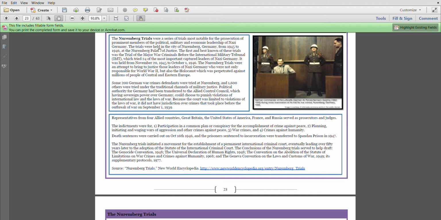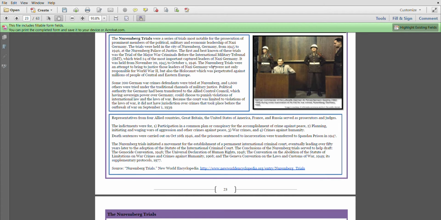The trials were held in the city of Nuremberg, Germany from 1945 to 1946 at the Nuremberg Palace of Justice. The first and best known of these trials was the trial of major war criminals before the International Military Tribunal, IMT, which tried 24 of the most important captured leaders of Nazi Germany. It was held from November 20th, 1945 to October 1st of 1946.